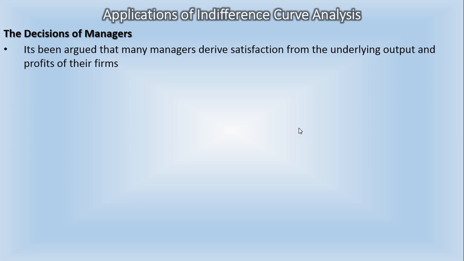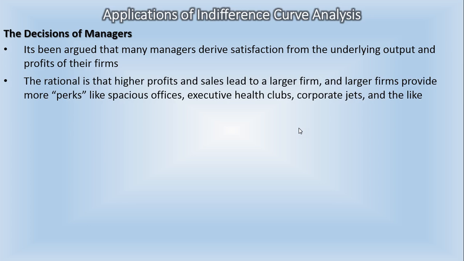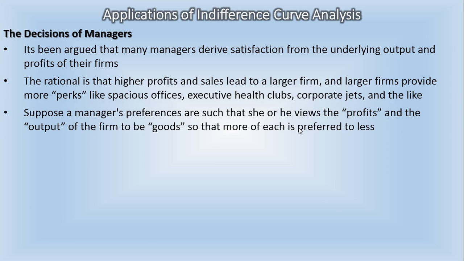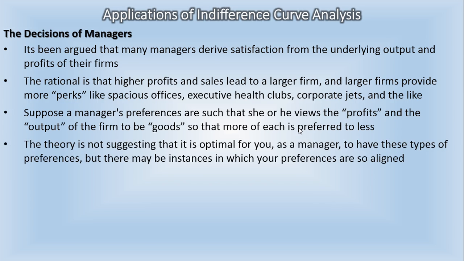So it's been argued that many managers derive satisfaction from the underlying output and profits of their firm. So that is the trade-off that managers face. Sometimes output and profits are at odds. So the rationale is that higher profits and sales lead to a larger firm, and larger firms provide more perks like spacious offices, executive health clubs, corporate jets, and the like. Suppose a manager's preferences are such that he or she views the profits and output of the firm to be goods, so that more of each is preferred to less of each. The theory is not suggesting that it's optimal for you as a manager to have these types of preferences, but there may be instances in which your preferences are so aligned.